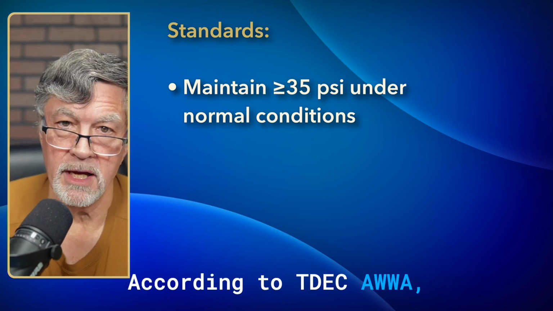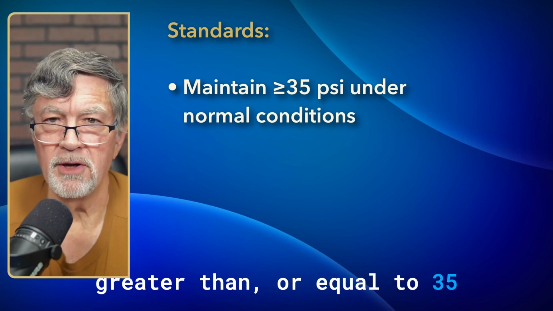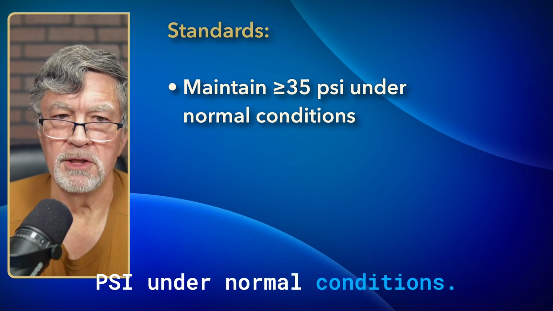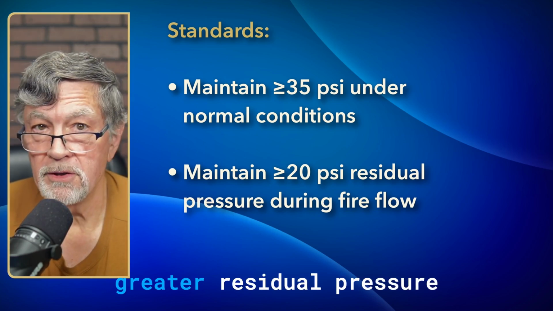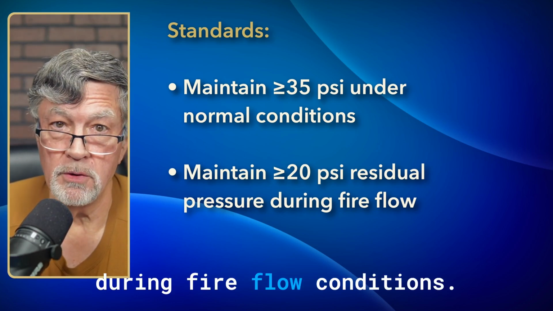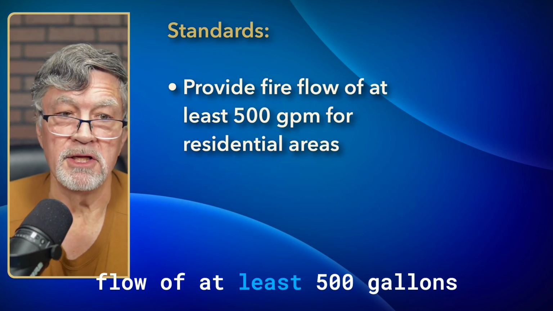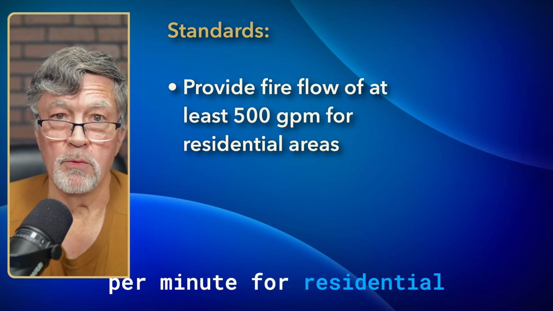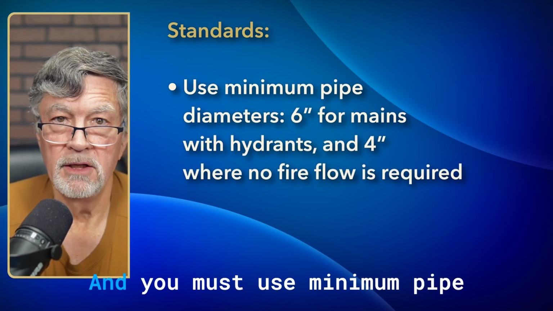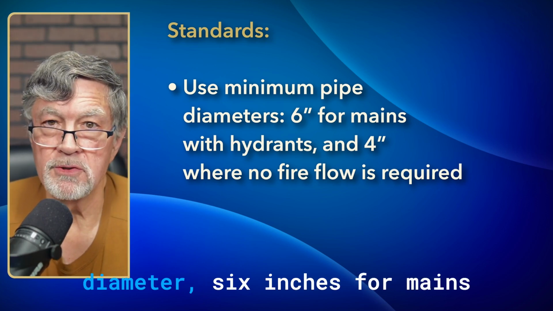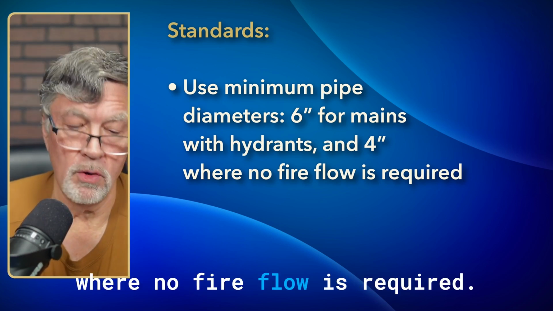According to TWWA, your system must maintain greater than or equal to 35 psi under normal conditions. You must maintain 20 psi or greater residual pressure during fire flow conditions. You need to provide fire flow of at least 500 gallons per minute for residential areas, and we'll talk a little bit more about that later. And you must use minimum pipe diameters of 6 inches for mains with hydrants and 4-inch where no fire flow is required.